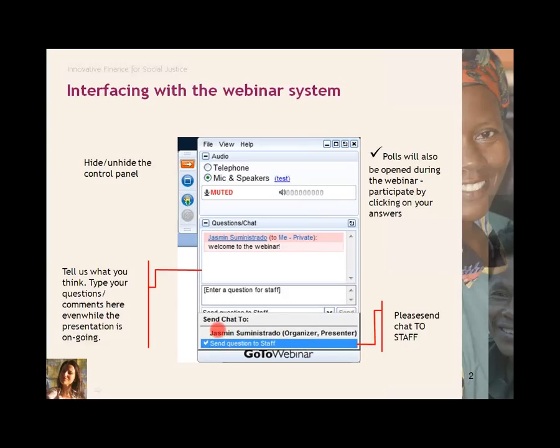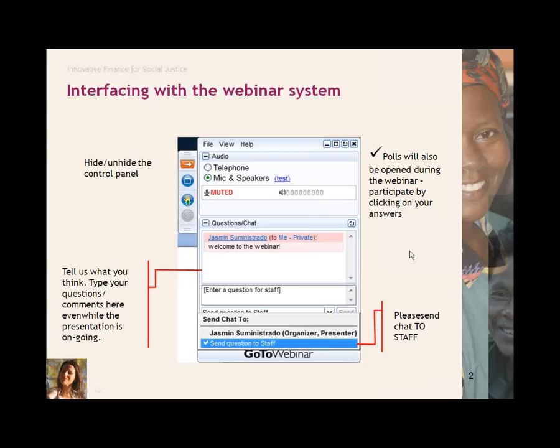You'll see this name, Jasmine Suministrado. Jasmine is our colleague from the facility and she will be managing the questions and queuing them up for the panelists to answer. We will consolidate questions and comments and address as many of them as possible during the question and answer part. Also, we'll launch several polls. This is a fun thing, so it will be good if you can participate by clicking on the answers on your screen.